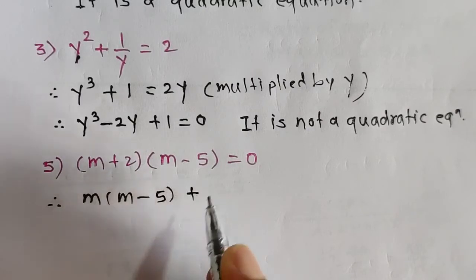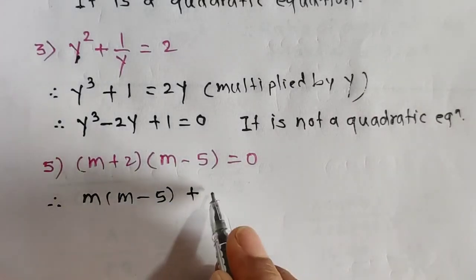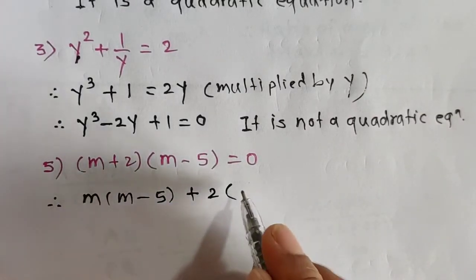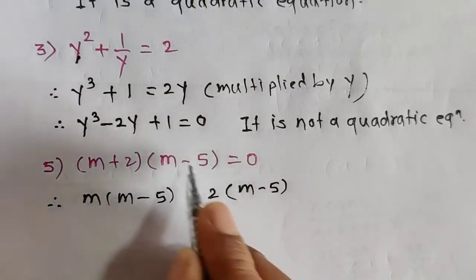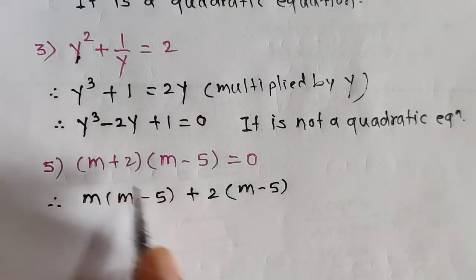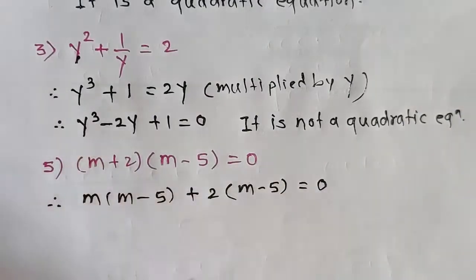Or we can use the formula (x + a)(x + b), which we studied in 8th standard. But this is the simplest method. So multiply the first term to the second bracket, and then the second term to the second bracket, is equal to 0. Now open the bracket.